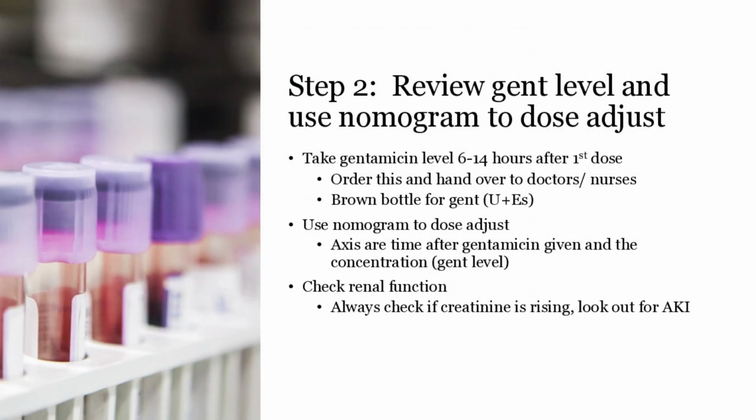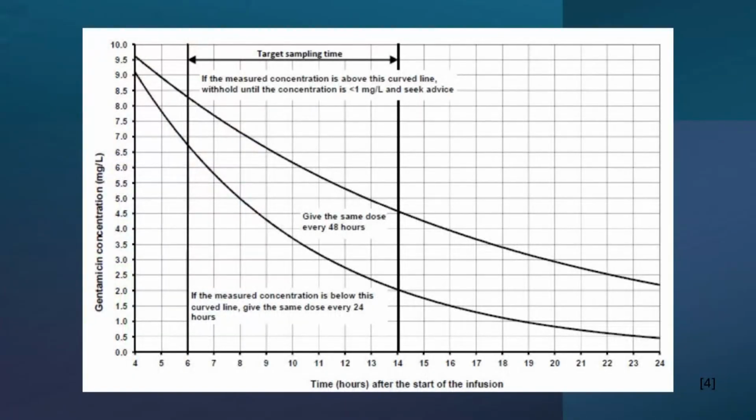Okay, so this is just covering what we've already discussed. Just a reminder to check the renal function before re-prescribing. And if you're taking a gentamicin level, sometimes you'll have to order when the level's going to be, and hand this over to the doctors and the nurses. And at least where we are, we use the Use and Ease bottle for the gentamicin. And just a quick recap of that nomogram. So make sure you're comfortable with this before you start working with it.